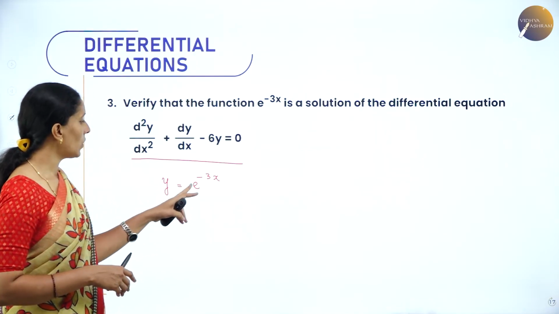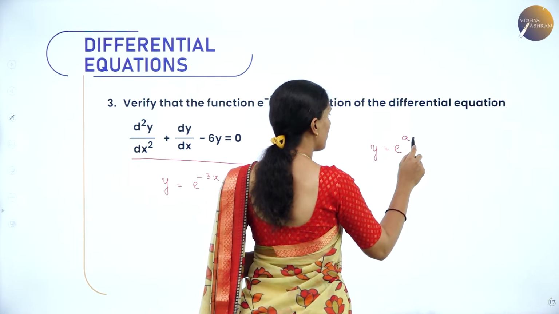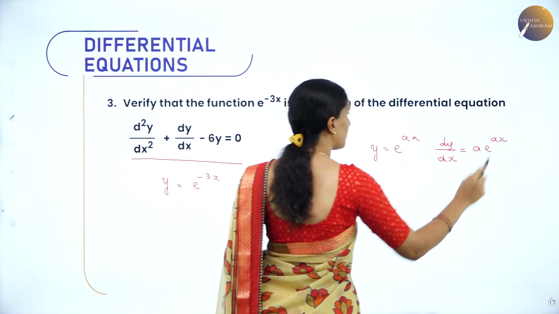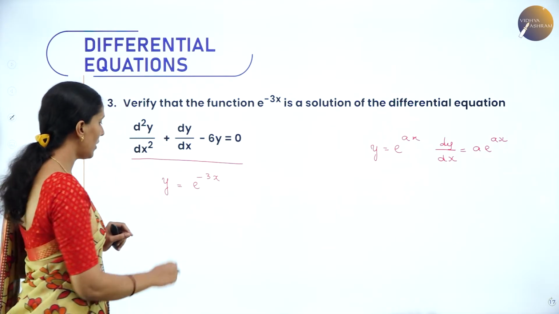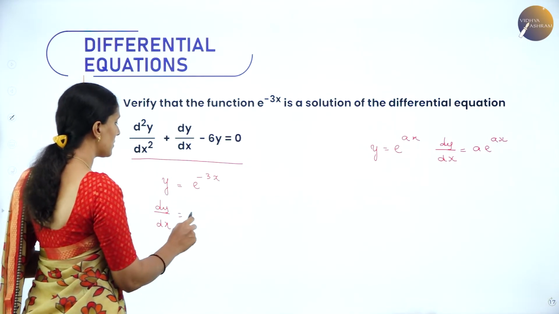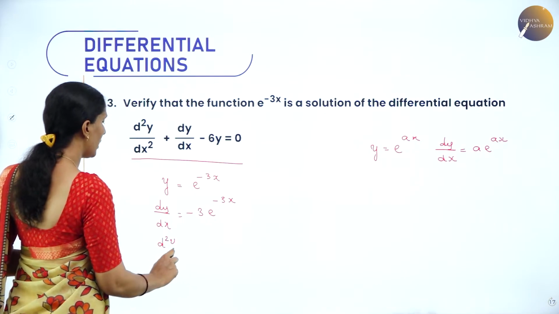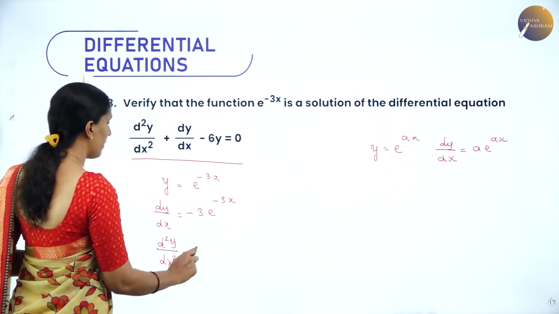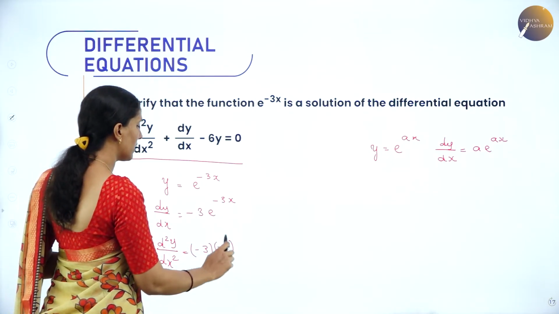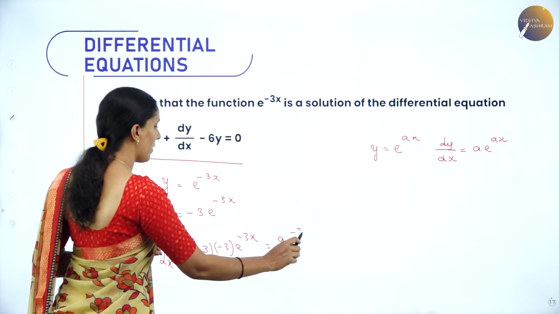So let me take y is equal to e to the power minus 3x. Remember, if y is equal to e power ax, then dy by dx, or the derivative, is equal to a into e power ax. Now here in the place of a we have minus 3. So let me find dy by dx, because the equation contains dy by dx. So this becomes minus 3 e to the power minus 3x. Next, again differentiate this because we need d square y by dx square. So already we have minus 3. So differentiate e power minus 3x again, then it is again minus 3 into e power minus 3x, which becomes 9 e power minus 3x.